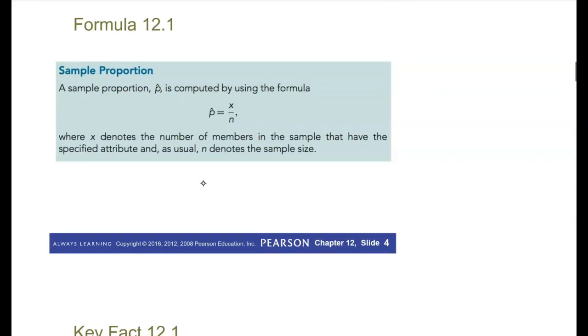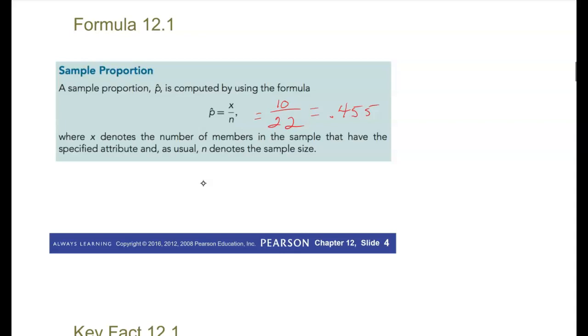Okay, so as we saw in the last problem, if you're given the number out of that sample that have the specified attribute, it's pretty basic to find p hat. All you take is that number. In our case, I said there were 10 full-time students out of a total of 22, which is your sample size, and you turn it into a decimal.